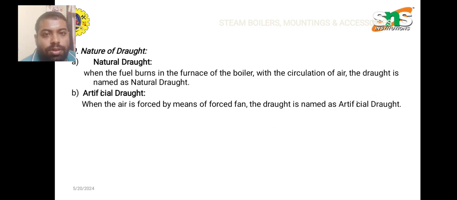Nature of draught. It is of two types: natural draught and artificial draught. When the fuel burns in the furnace of the boiler with the circulation of air, the draught is named natural draught. When the air is forced by means of a forced fan, the draught is named artificial draught.